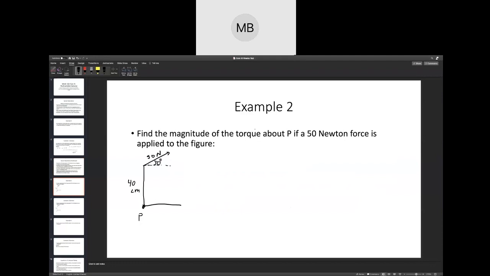Example 2: find the magnitude of torque about P if a 50 newton force is applied to the figure. So here we have a 50 newton force applied at 30 degrees here. Here's the position vector, if you will. It's 40 centimeters. And you're applying this force to the tip of this. What's the torque? Okay, so that's the question here. So let's go through the solution.